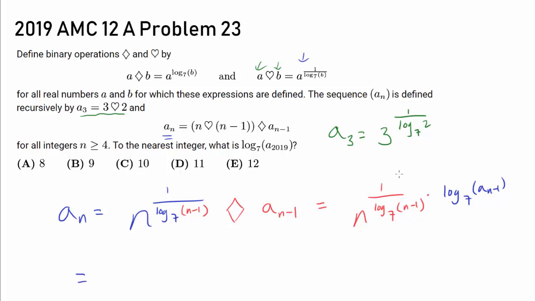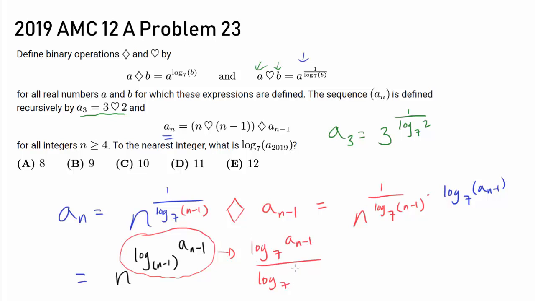And as some of you may be yelling out, we can simplify this exponent. What is this exponent? Well, that may remind you of a change of base formula. In fact, this entire exponent is log base n minus 1 of a sub n minus 1. Why? Well, we're essentially applying change of base formula with the new base of 7. You know this entire thing is equal to log base 7 of a sub n minus 1 over log base 7 of n minus 1 from algebra 2, and that's precisely what we have. So we're writing a more compact expression when we combine them.